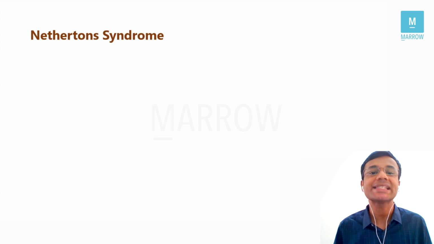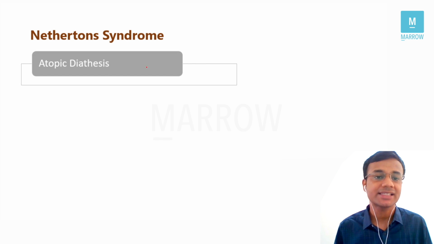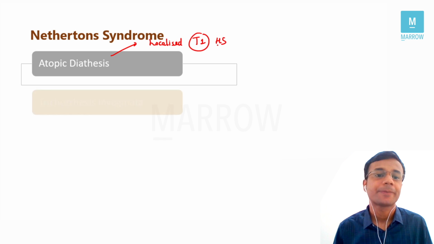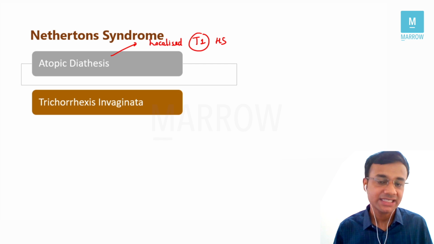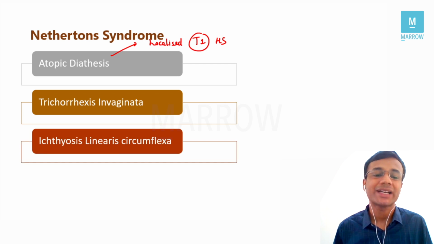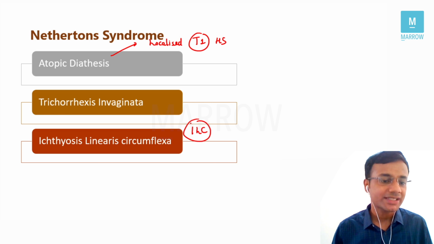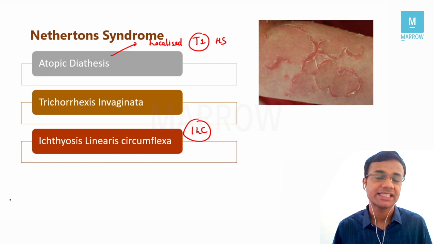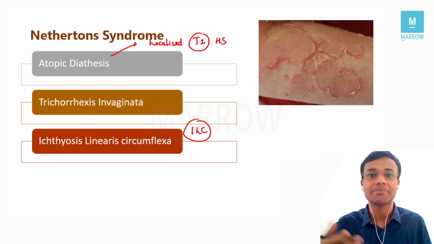So the first important finding is atopy or atopic diathesis. So atopy is localized type 1 hypersensitivity reaction. Point number 2 is Trichorexis invaginata, which I already told you produces this ball and socket type of deformity. And third important skin lesion here is ichthyosis linearis circumflexa, also famously termed as ILC. So what is important about this particular dermatological condition is it presents as serpiginous migratory lesions. So these skin lesions keep migrating.